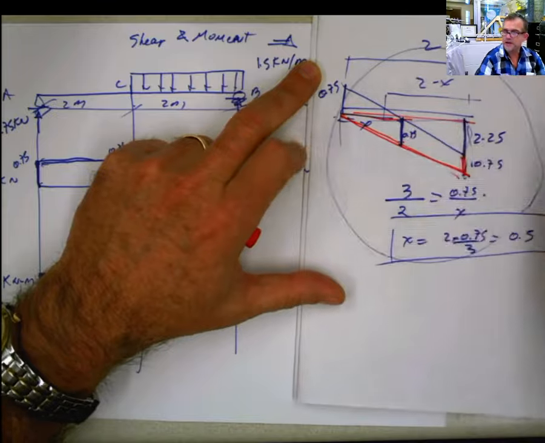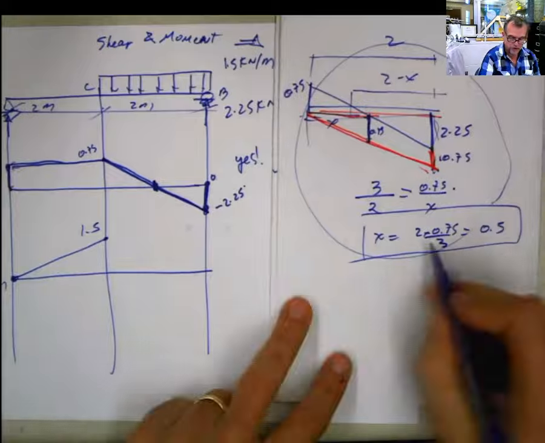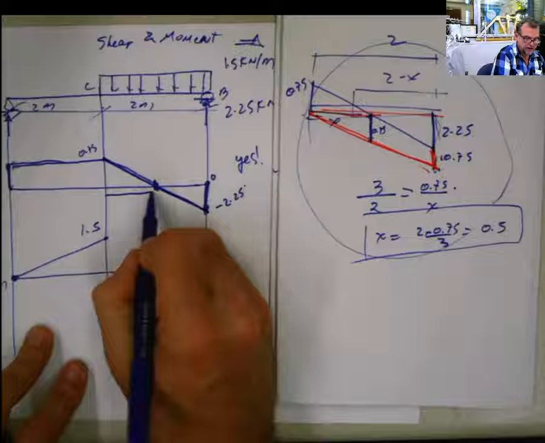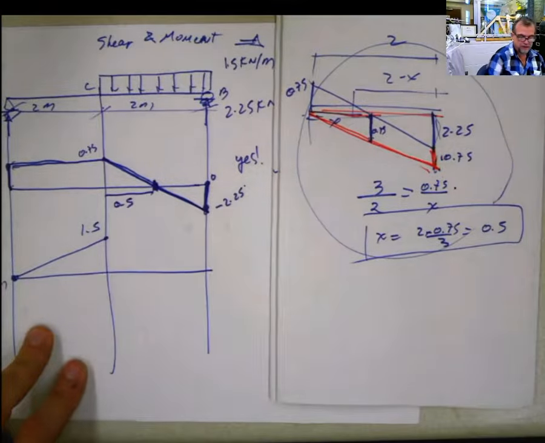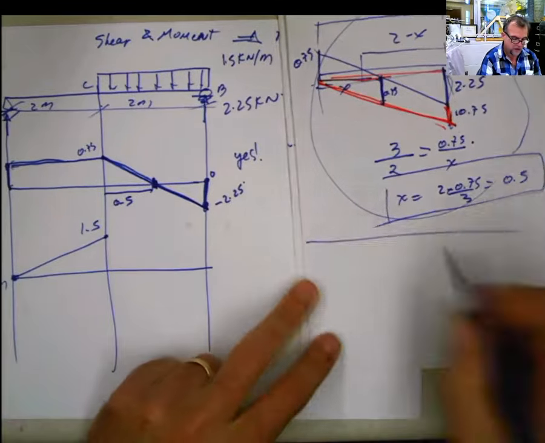This is geometry, simple geometry. Go back and review this if you want to. Whatever way you want to, you can calculate that value, and that value is 0.5. Once you know that value, same procedure, 1.5. Now you go to the span.